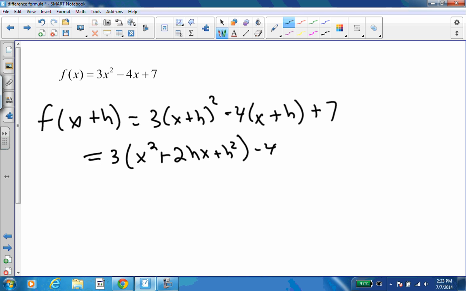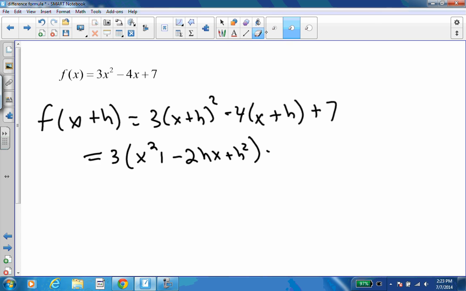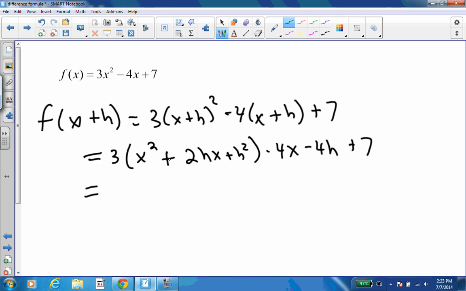Let's multiply 4 through. 4x minus 4h plus 7. And let's make that a plus. And then we multiply, so we get 3x squared plus 6hx plus 3h squared minus 4x minus 4h plus 7.